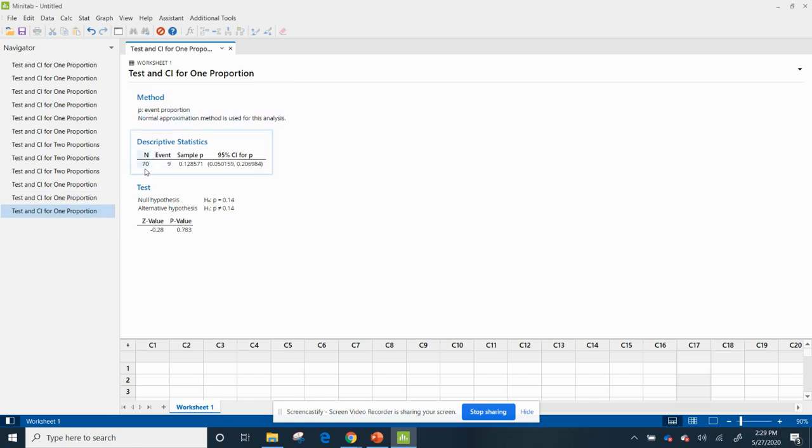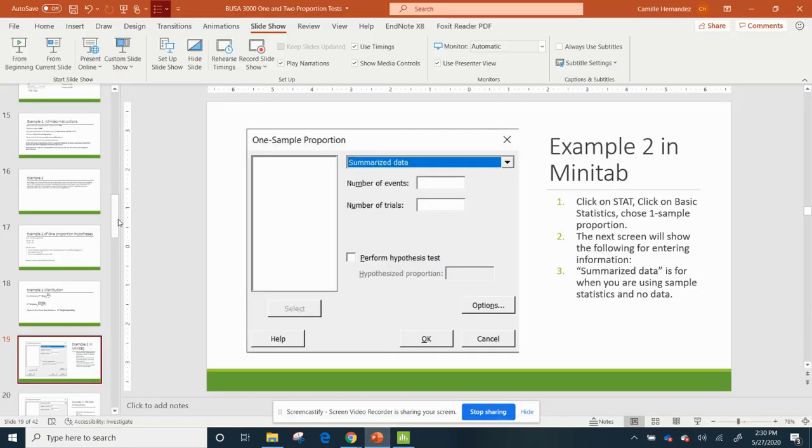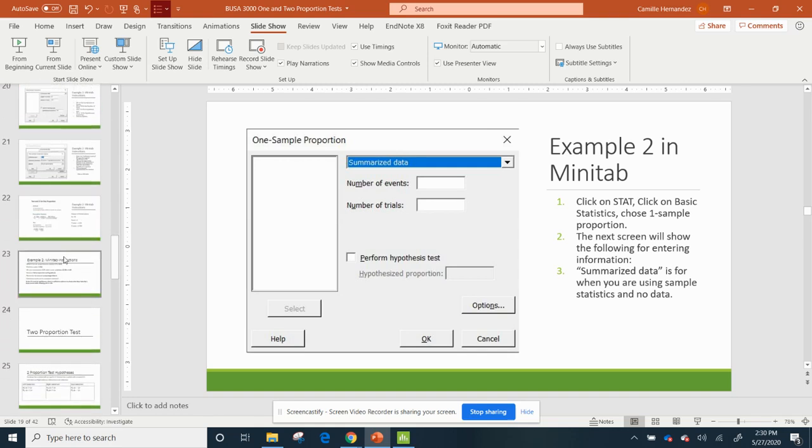And now I can see that my N is 70, my event is 9, my sample proportion is 0.128, which is 9 divided by 70. It gives me the confidence interval because I did the not equals. So I'm 95% confident that the sample P will be between these two. Here's my hypotheses. And then I've got my Z value and my P value. Z value is negative 0.28. P value is 0.783. So let's go back to the PowerPoint and let's conclude it.